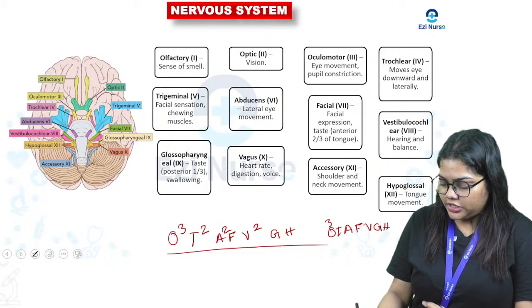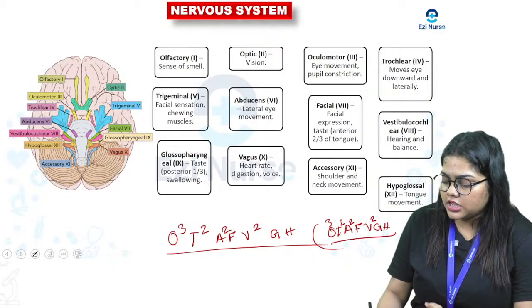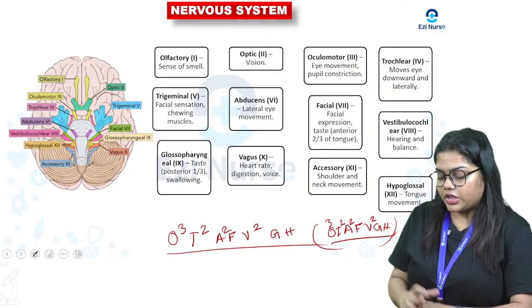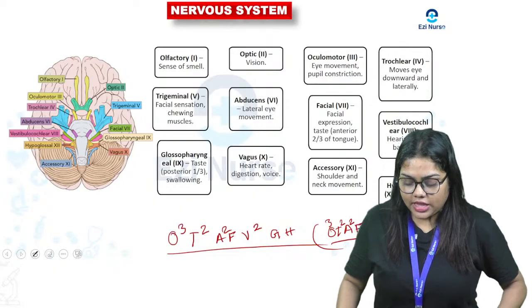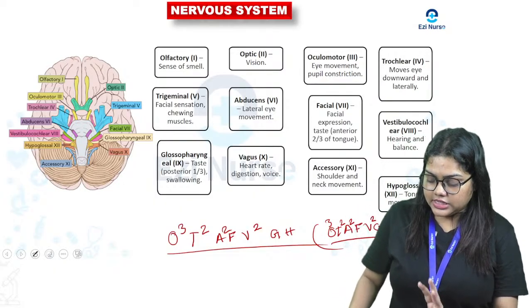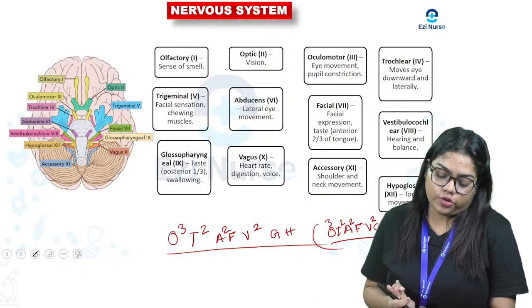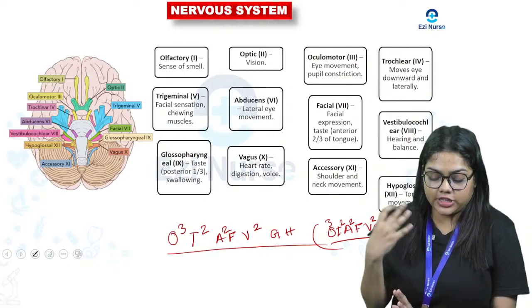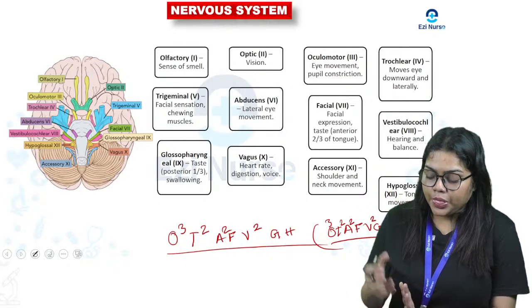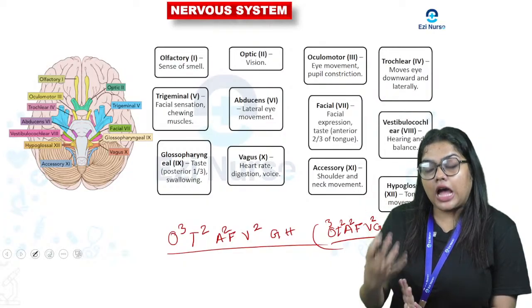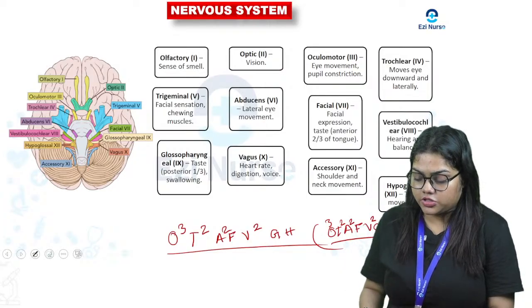O has 3, T has 2, A has 2 and V has 2. This is the simplest formula to remember. O, T, A, F, V, G, H. So O is for olfactory, optic and oculomotor. Olfactory helps to sense the smell. Optic helps for the vision. Oculomotor is for the eye movement and the pupil constriction.